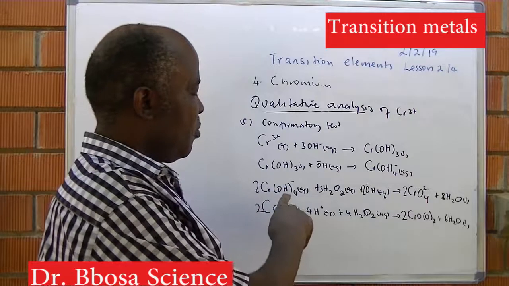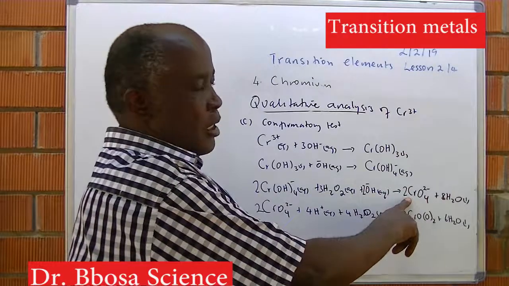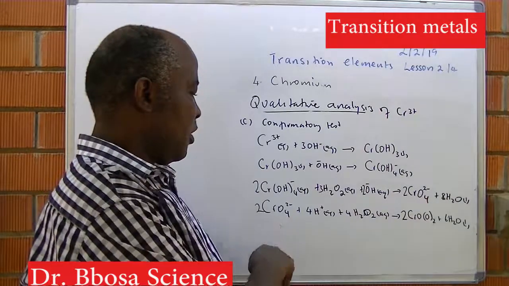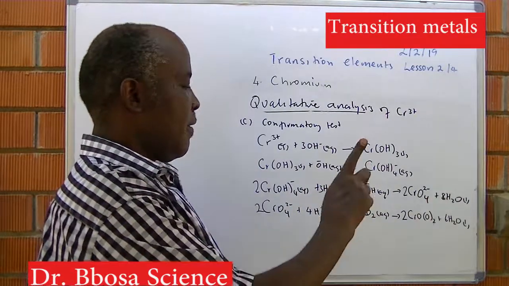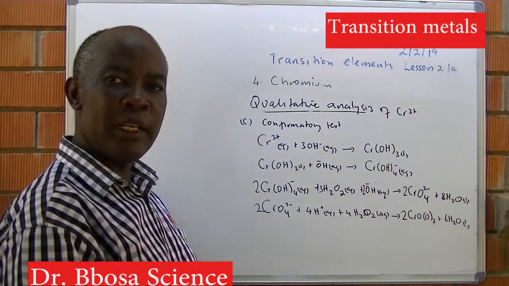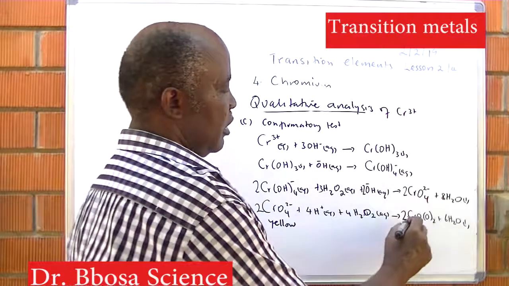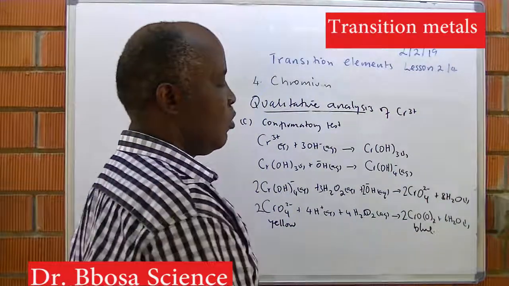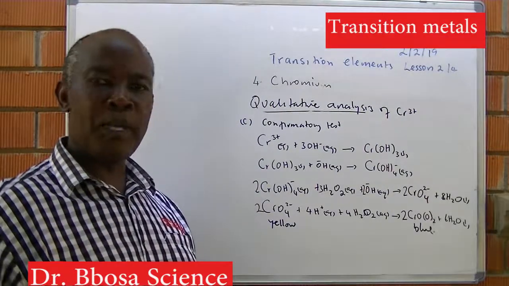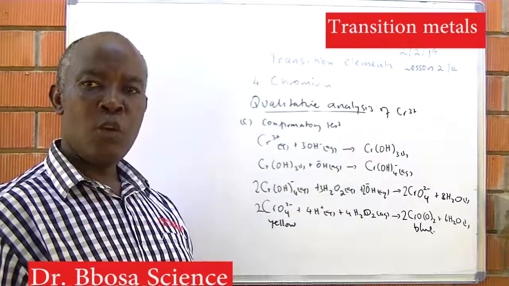Then the complex ion will be oxidized by hydrogen peroxide to a chromate ion, which is a yellow solution. Then the yellow solution plus the acid plus hydrogen peroxide will be oxidized to chromium peroxide, which is a temporary blue. So this is yellow, this one is blue. So we confirm chromium by reacting a chromate or a dichromate with hydrogen peroxide, and we get a temporary blue.